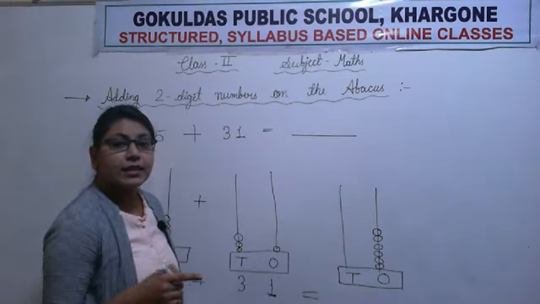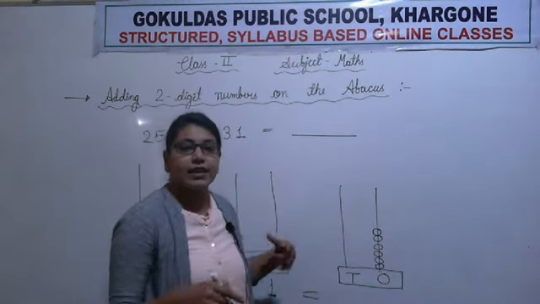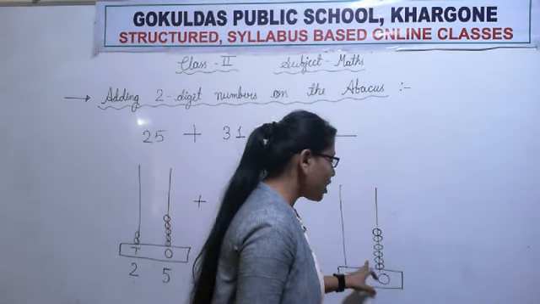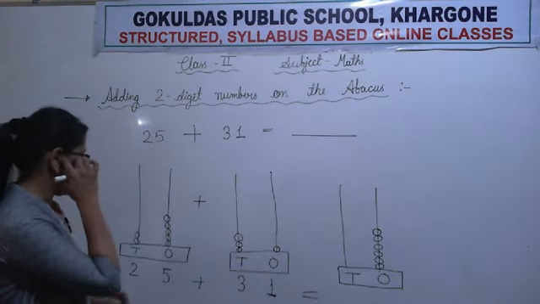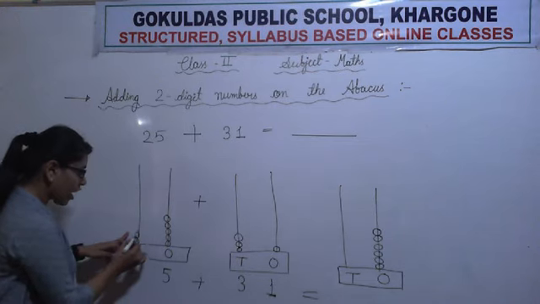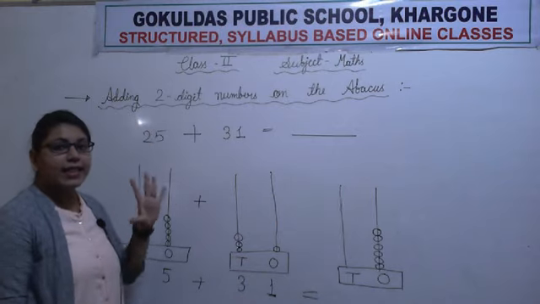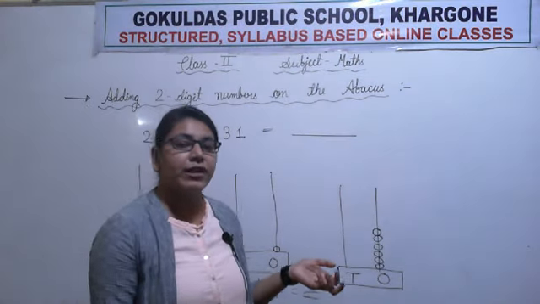How many beads? 6 beads. So 5 plus 1, 6. So I will draw 6 beads here. Now it's the turn for the 10 spike. 2 beads here and 3 beads here. 2 and 3. What will the answer be?